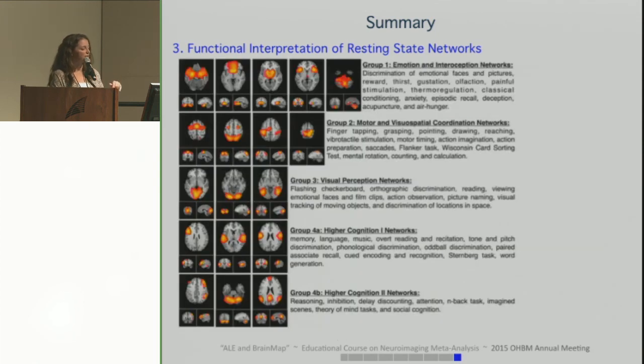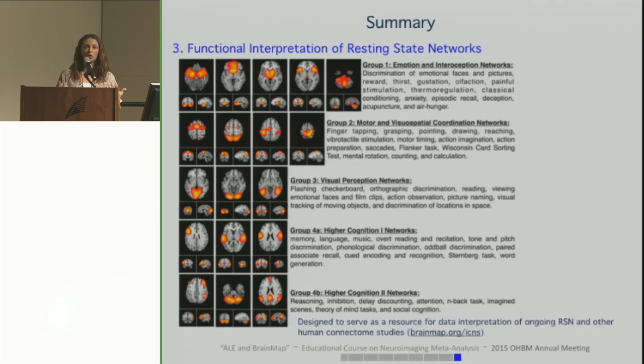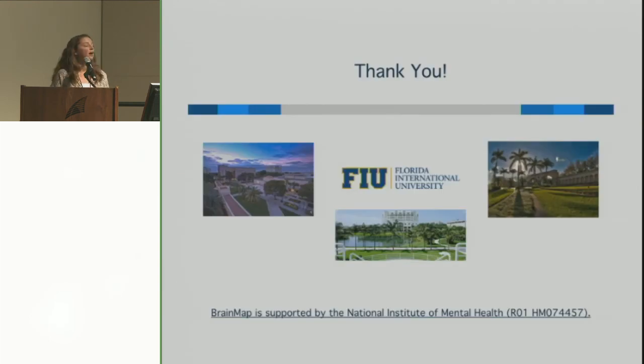Okay, so down on the bottom, just brainmap.org/ICNS. If you are doing resting state studies and you want to try and provide very quantitative functional labels, functional interpretations of those networks, we've provided additional resources to enable you to put a nice functional fingerprint on what those networks are. And so with that, thank you for your time.